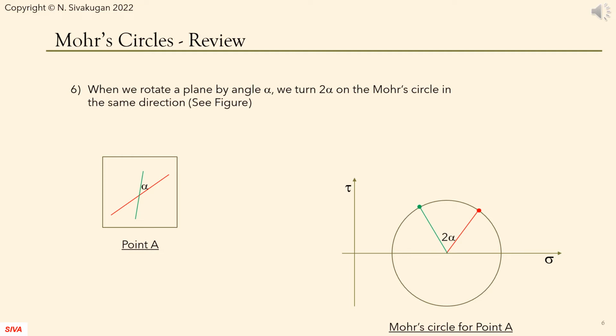From red to green, we turn counterclockwise by an angle alpha at a point A. To represent them on the Mohr's circle, we rotate by 2 alpha counterclockwise, when we go from red to green.